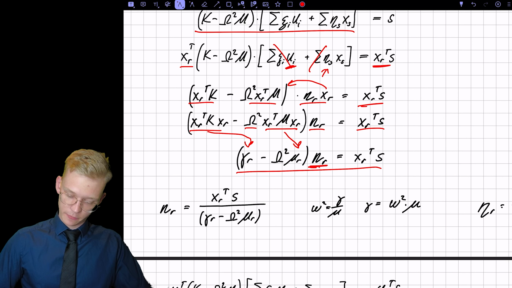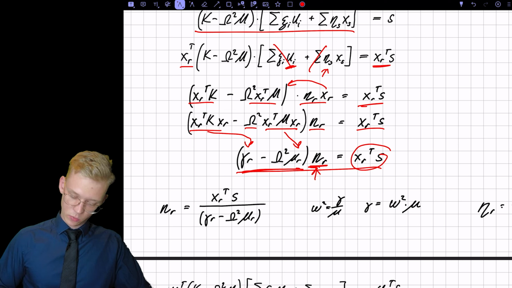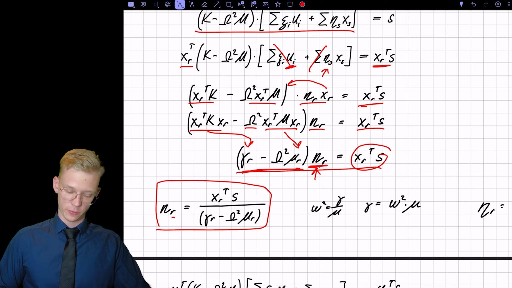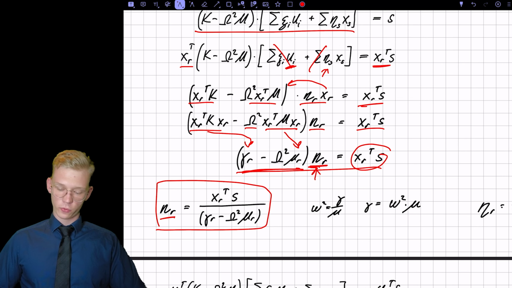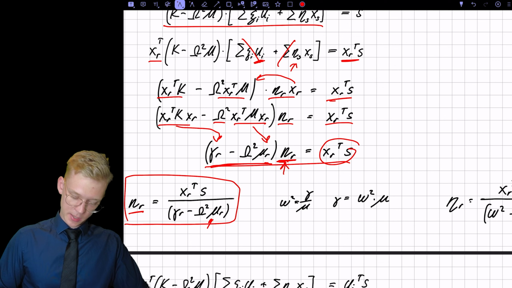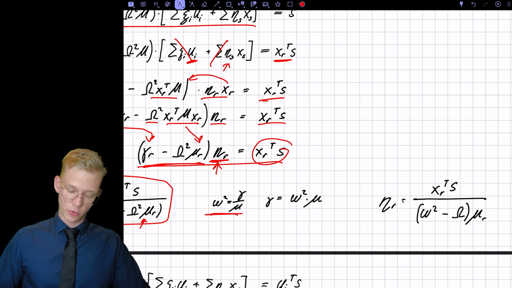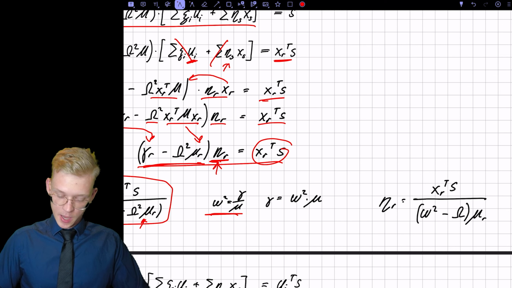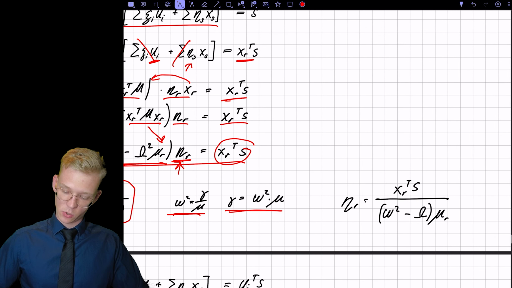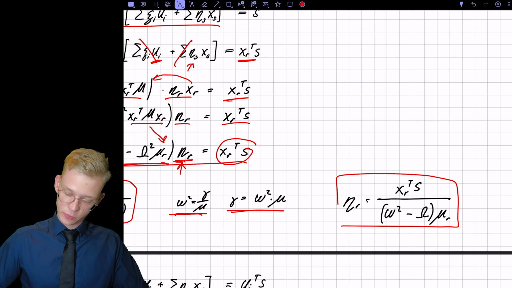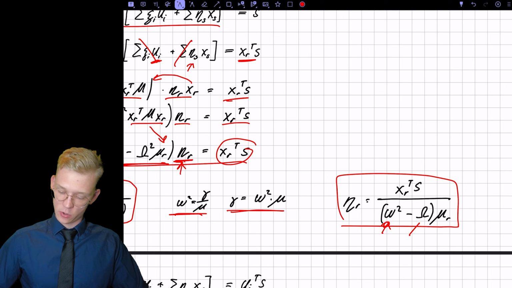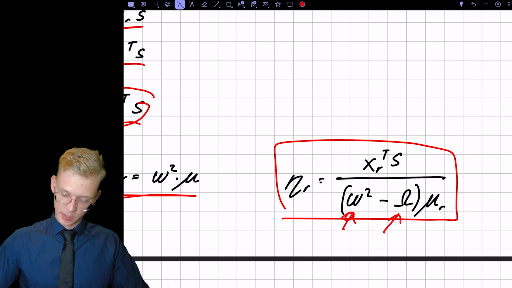So if we want to solve now for eta, we divide this by this, and we will get this equation for our eta_r. But of course, we have the modal mass here and the modal stiffness, and we want to simplify it even further. So we can use our Rayleigh quotient, and we know that our gamma is omega times mu. So eta is our eigenfrequency minus our excitation frequency. And here we are missing a square.